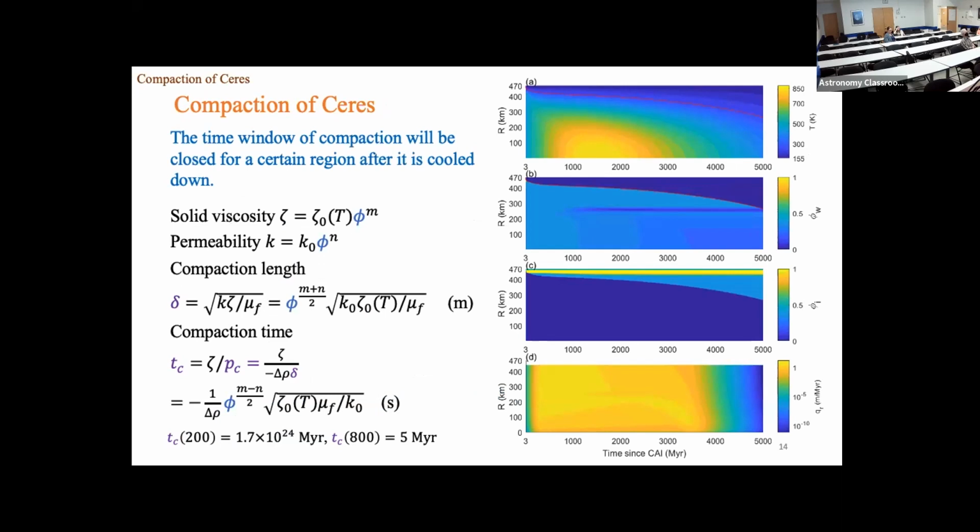And in this page, we move to more realistic convection theories coupled with a thermal model. Here we use some dimensionless values to better understand and describe this phenomenon. One is the convection length, and the other is the convection time. Here are two different temperatures, 200 Kelvin and 800 Kelvin. The convection time scale is very different: 1.7 times 10 to the 24 million years for this cold situation and only 5 million years for this hot situation.